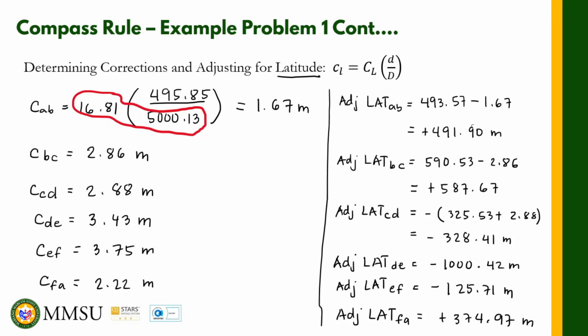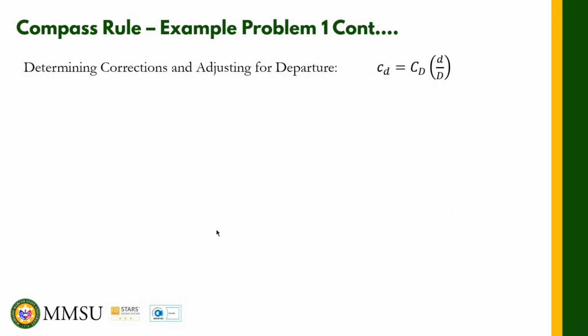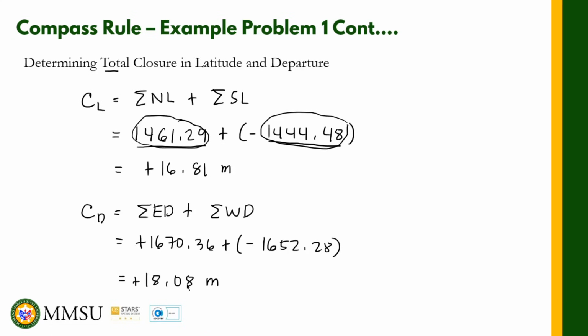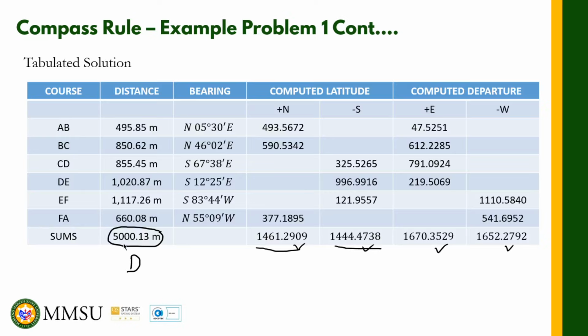Okay, and then we do the same for the departure. We do the same for the departure using the same formula. Dito naman, gagamitan natin ng itong CD divided by D. Yan naman ay constant, kasi constant yung CD, constant naman yung D. Okay? So, pwede nyo yan i-store sa another variable, say B. Tapos, i-multiply na lang natin yung distance. Ang CD natin ay ito, positive 18.08. Ang D natin ay ito, 5,000.13.